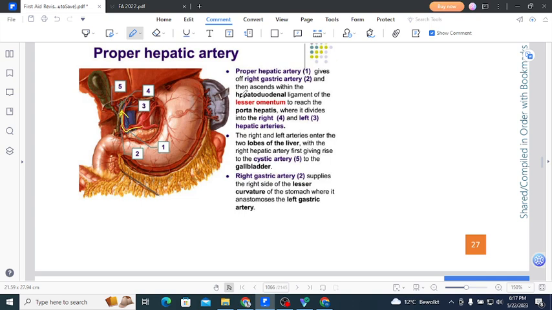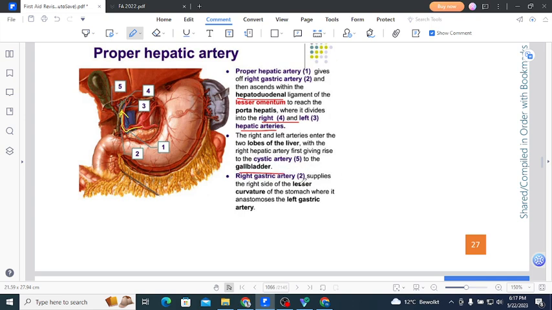Do you remember what the hepatoduodenal ligament is? The hepatoduodenal ligament is the anterior border of the epiploic foramen. It is an attachment between the liver and the upper part of the duodenum, and it contains the portal triad. So the artery ascends in the hepatoduodenal ligament of the lesser omentum to reach the porta hepatis, where it divides into the right and left hepatic arteries. The right and left arteries enter the two lobes of the liver, with the hepatic artery first giving rise to the cystic artery to the gallbladder.